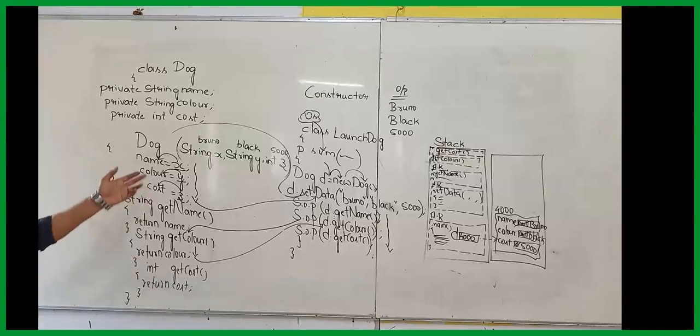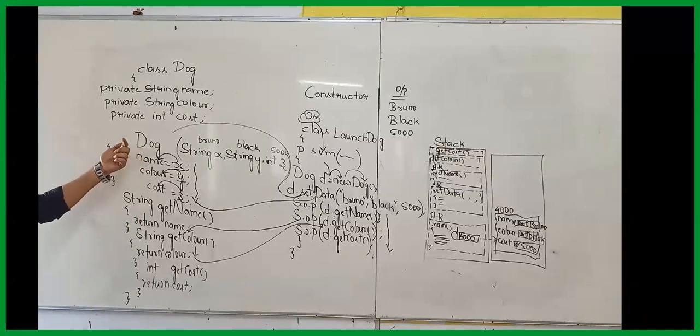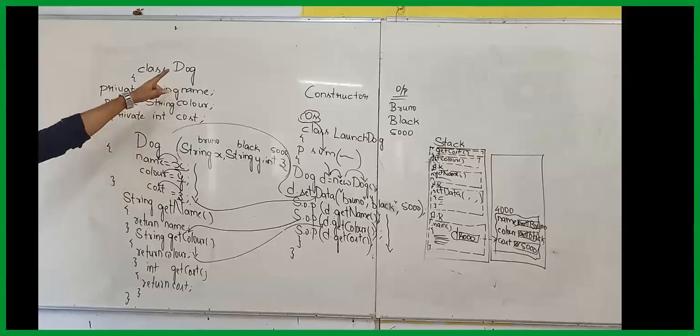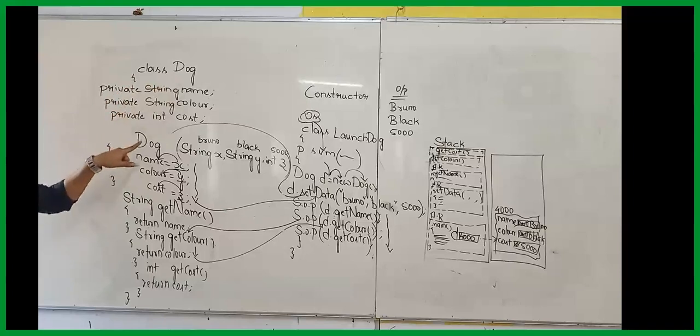Why can we call it special? Compared to other methods, why is this special? Because it is the only method which will have the same name as your class name. Whatever your class name is, if you give the same name, then only we can call it a constructor.